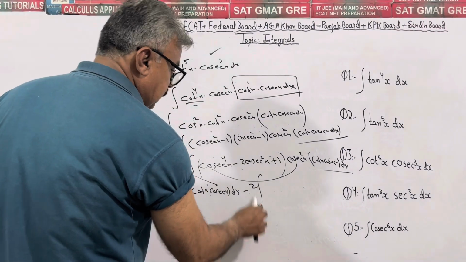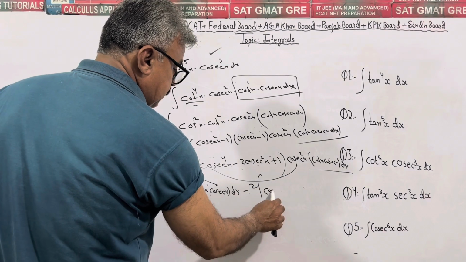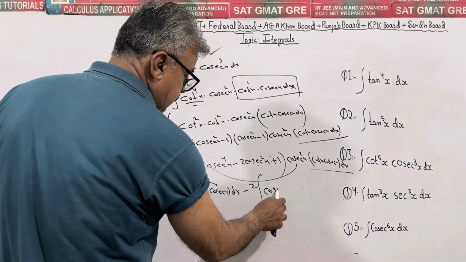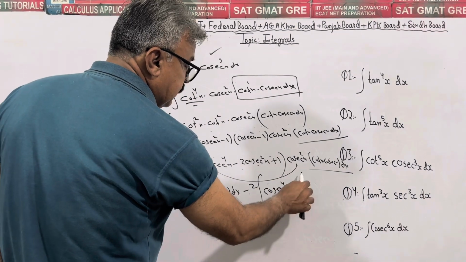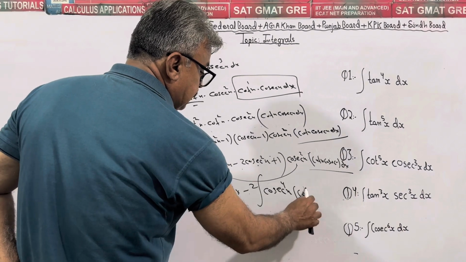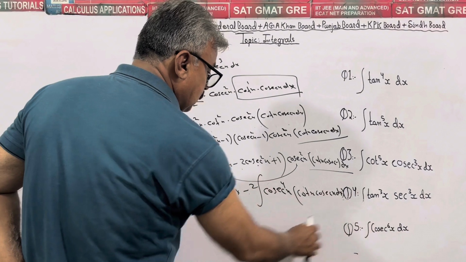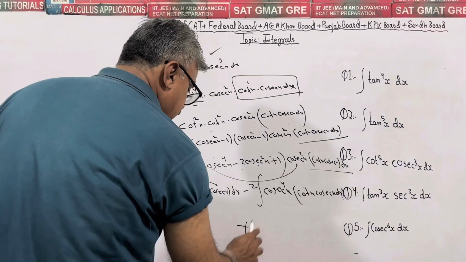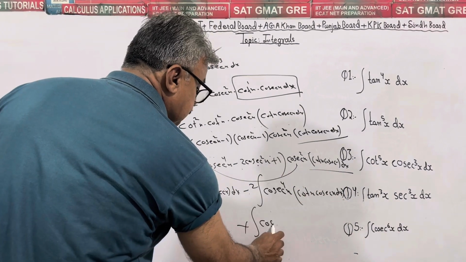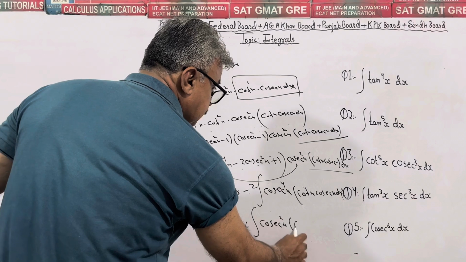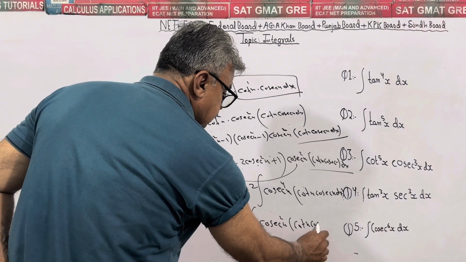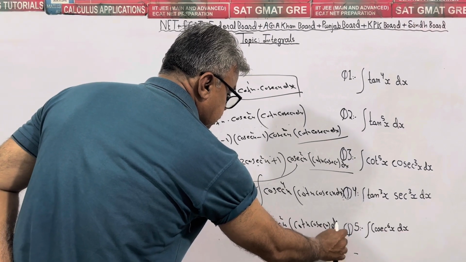Minus 2 cosec square will become cosec 4. Let me write it clearly: cosec 4x times this quantity, the same cot x cosec x dx. Okay, cool. What about this? Multiply this with 1. It is cosec square x times cot x cosec x dx.